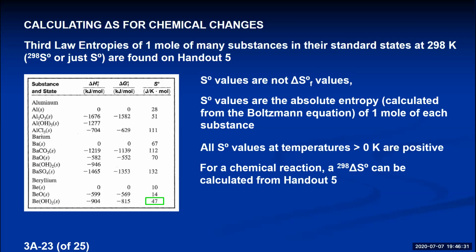So for a chemical reaction, a change in standard entropy at 298 can be calculated from handout 5, and the way we're going to do that is the change in entropy of a reaction in its standard state will be the sum of the standard entropies of the products minus the sum of the standard entropy of the reactants. It's calculated just like we had done earlier when we were calculating enthalpy changes of chemical reactions.